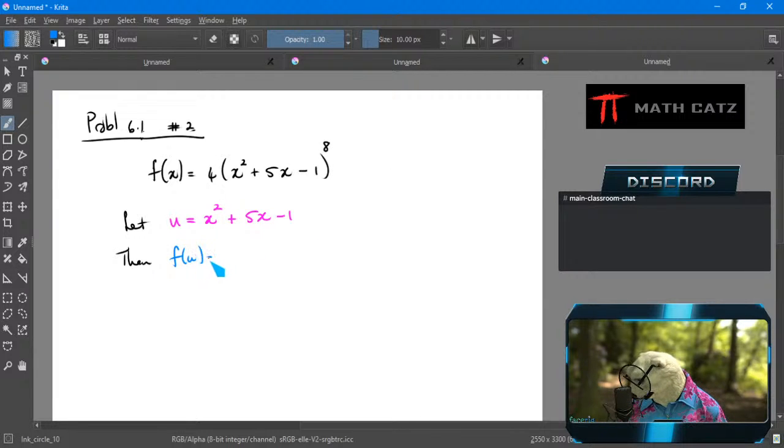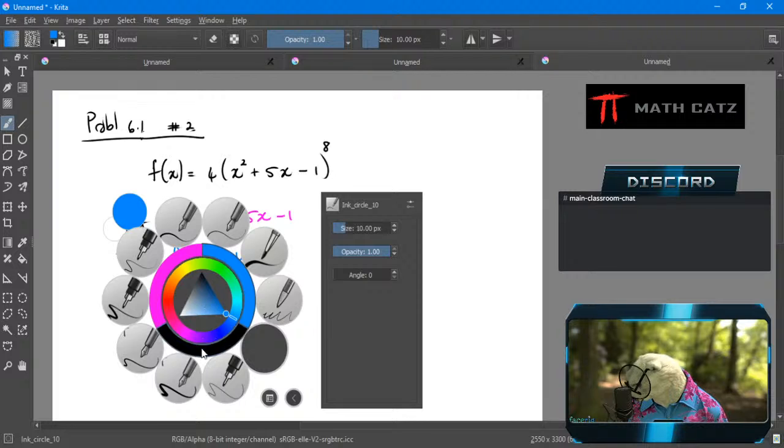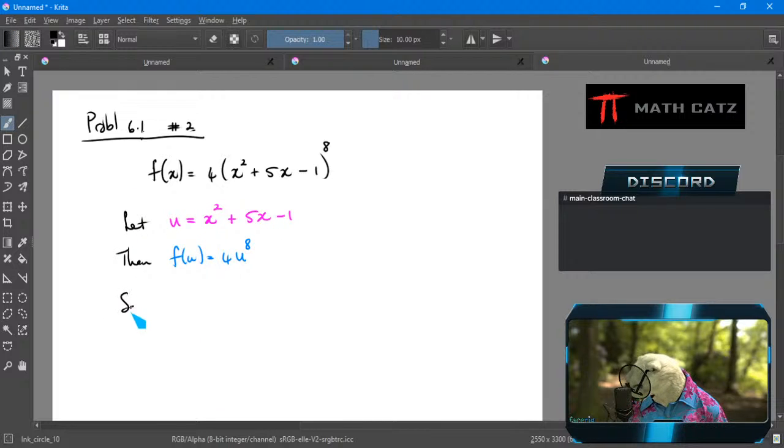f of u, and I just emphasize the u for my personal needs, is u to the 8. That's all I need. So the chain rule says f prime, which is what I'm looking for, my notation that helps me set up the chain rule, and I'll say why in a second, comes in two parts.